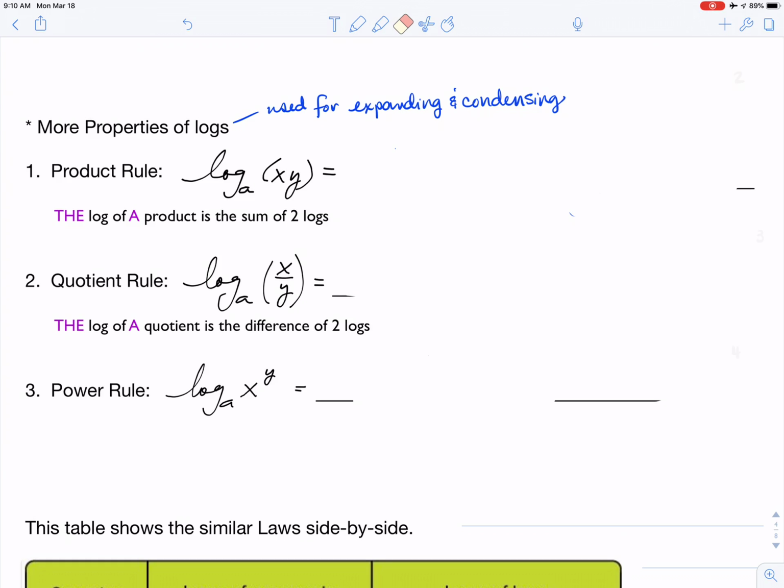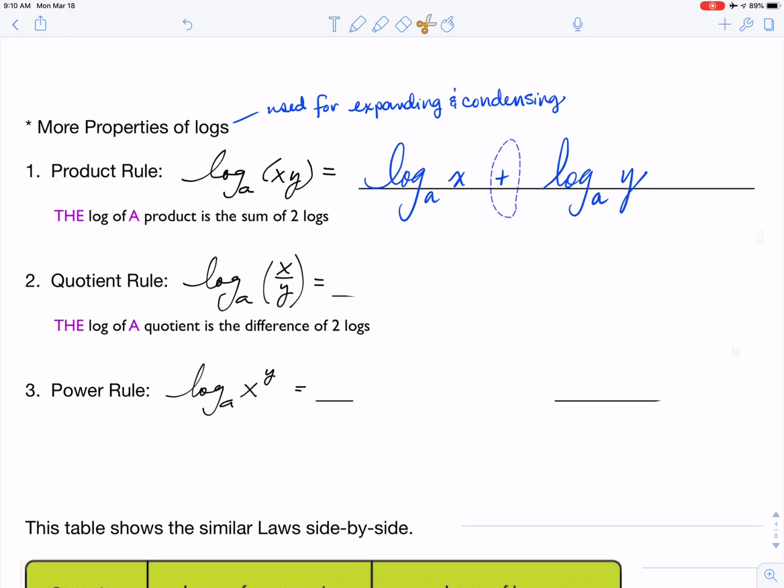So the first rule is going to be the product rule. Notice here that I have the log of a product. So when you have the log of a product, you can see here in my little statement, the log of a product is going to become the sum of two logs. And you'll notice here that I've taken this guy and I've broken it into a sum. And so this is the sum of the two separate logs.